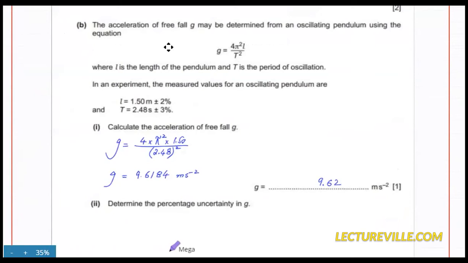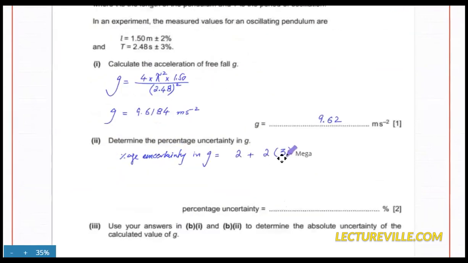So what will be the percentage error of G? Percentage uncertainty in G equals percentage uncertainty of L plus 2 times percentage uncertainty of T. Why did I multiply it with 2? Because there was a square on T. So the answer will be 2 times 3, which is 6, plus 2, 8%. So that means this answer that we have calculated, 9.6184, has an 8% uncertainty.